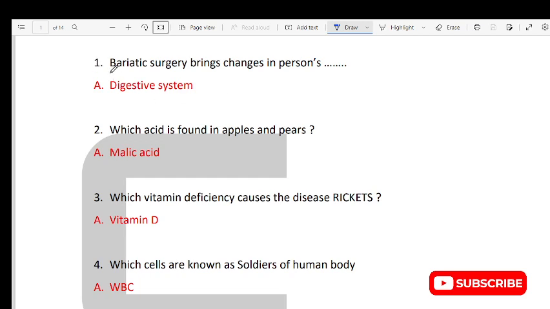Question number 1: Bariatric surgery brings changes in a person's digestive system. Question number 2: Which acid is found in apples and pears? Answer: malic acid. 3. Which vitamin deficiency causes the disease rickets? Answer: vitamin D. Question number 4. Which cells are known as soldiers of the human body? Answer: WBC.